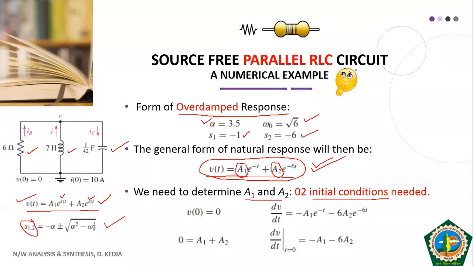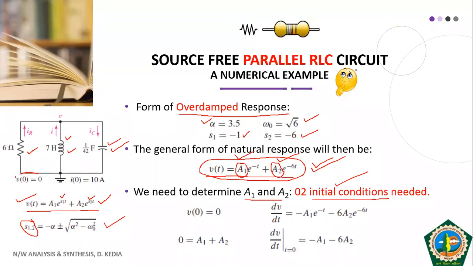And dear students, since we have two constants here to be determined, that is A1 and A2, so we need two initial conditions. And obviously the two initial conditions can be very easily obtained. Obviously we have inductor, we have capacitor present. So one initial condition will be coming from, you can say, inductor, another from capacitor. So it is very easy to obtain two initial conditions here. So let us see how will we apply those initial conditions.